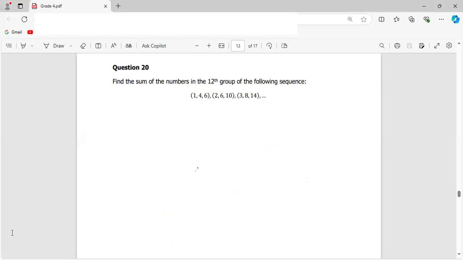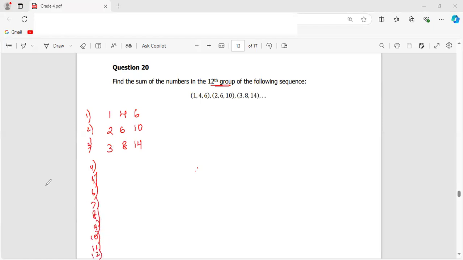Then we do question 20. Find the sum of the numbers in the 12th group in the following sequence. In the first group, you have 1, 4, 6. In the second group, you have this. In the third group, you have this. So first, second, third, you have 4, 5, 6, 7, 8, 9, 10, 12.